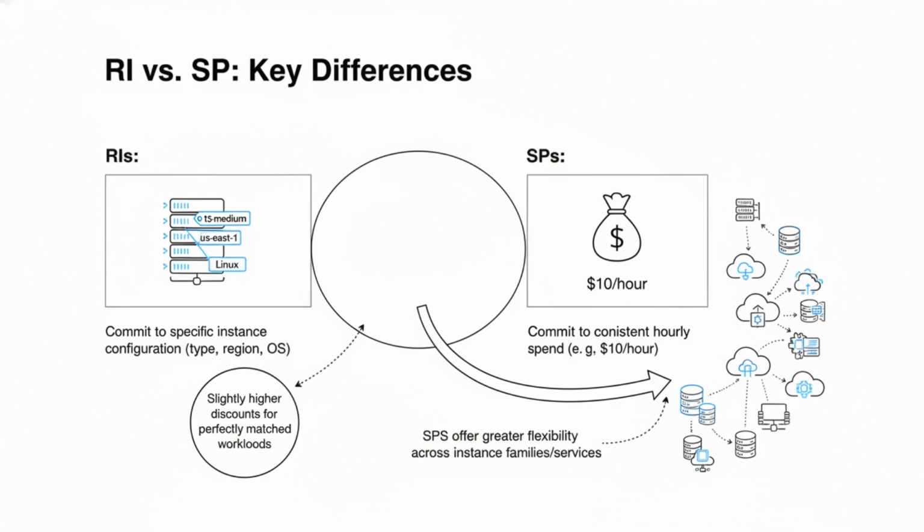Savings plans, on the other hand, commit to a consistent spend amount per hour, regardless of the underlying instance family, region, or even service. This spend-based commitment provides superior flexibility, allowing you to change instance types or even shift between services like EC2 and Fargate in AWS, while still receiving the discount. While RIs can sometimes offer slightly higher discounts for very specific, perfectly matched workloads, savings plans generally provide a better balance of savings and adaptability for most modern cloud environments.